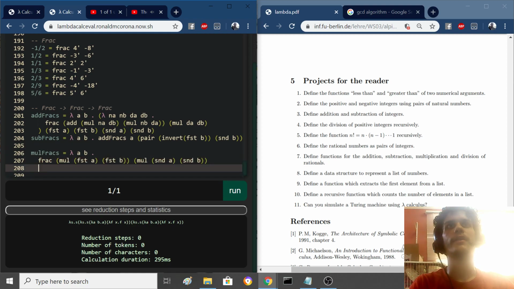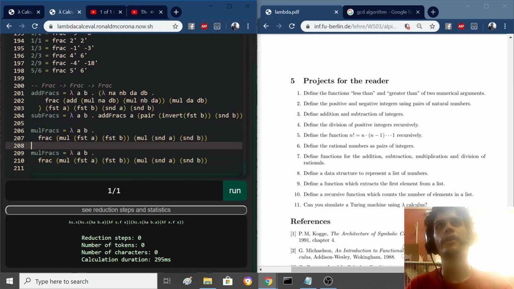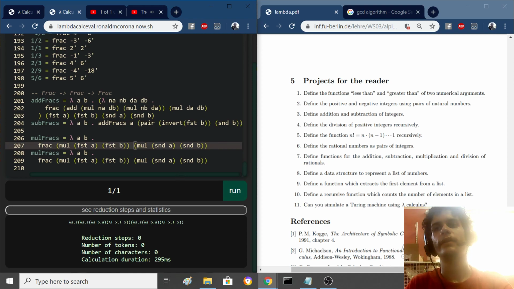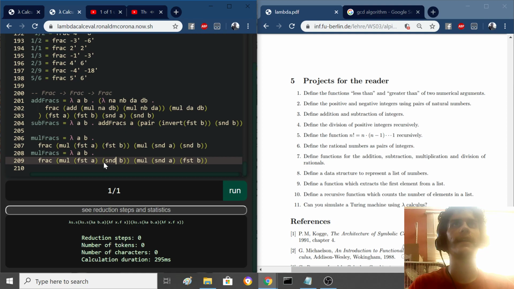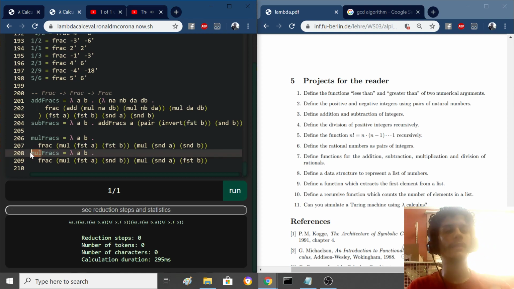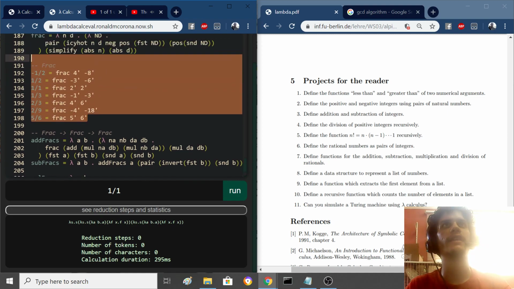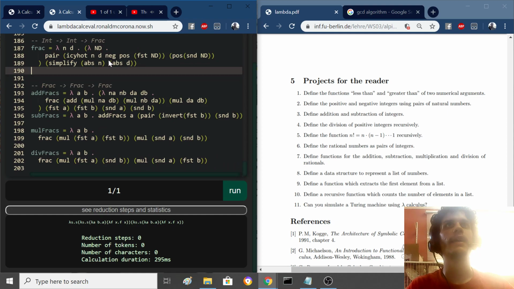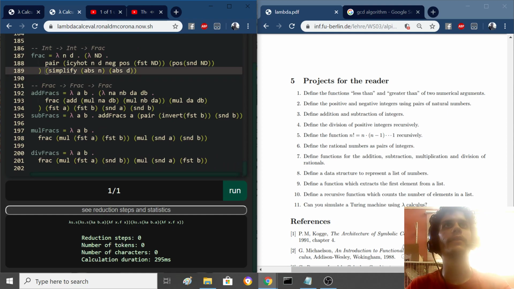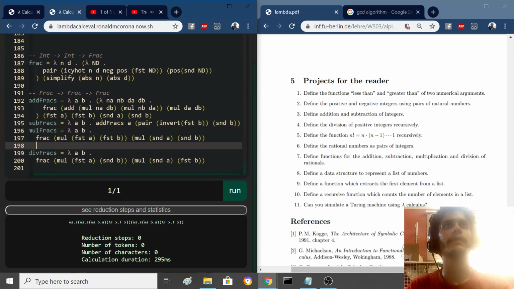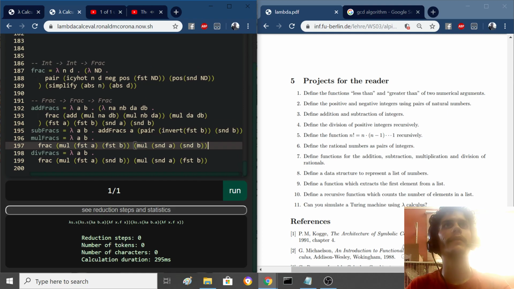Division can be done very similarly, of course. Instead here, we would just flip the second fraction. So instead we'll write second here and first there. And there you go, that is division of fractions. Let's take our tests down here. Okay.